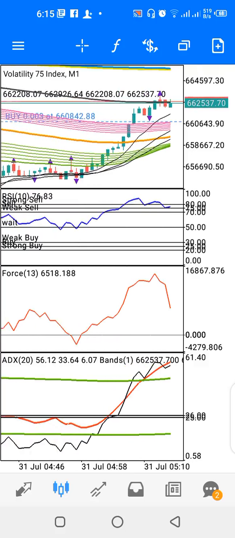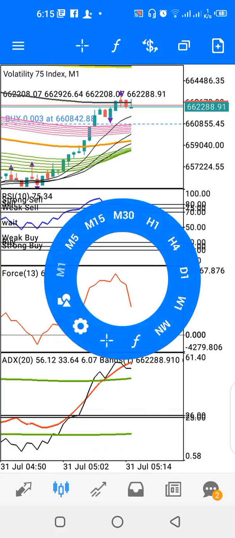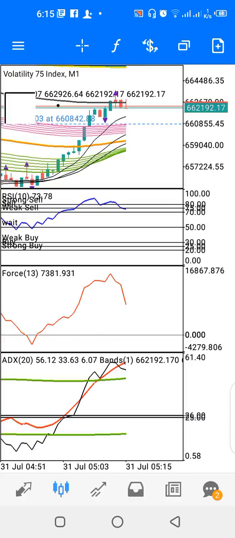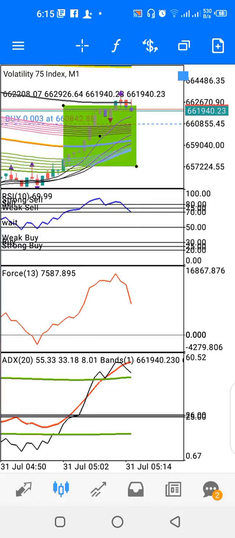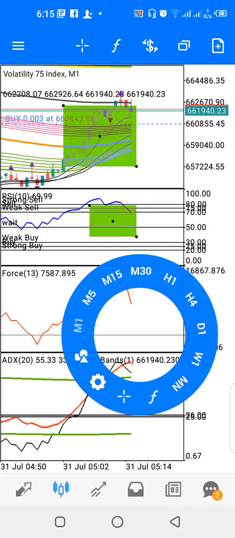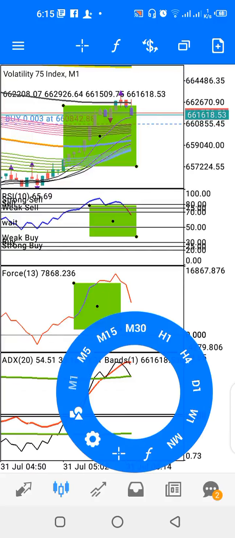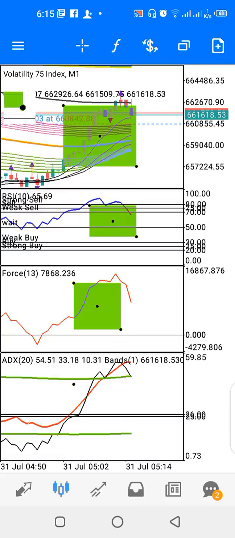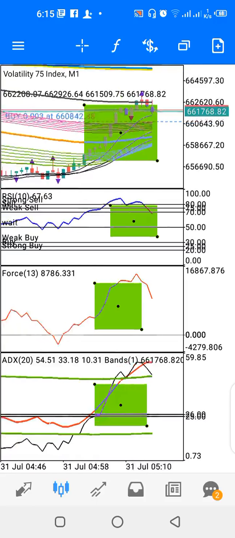I have four windows. The first window is my main chart. Now this is indicator window 1, this is indicator window 2, and this is indicator window 3. So how does this strategy work?